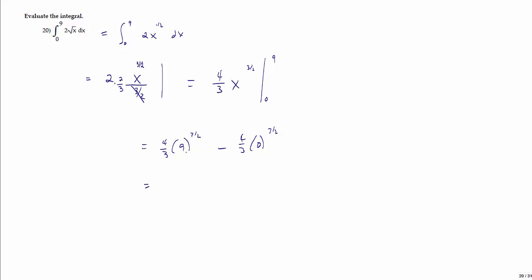9 to the 3/2, I get 27, so I've got 4/3 times 27, minus 4/3 times 0, 0 to 3/2 is 0. So 4/3 times 27, 3 will go into 27 9 times, so I get 36, and 36 minus 0 is 36. So my answer is 36.